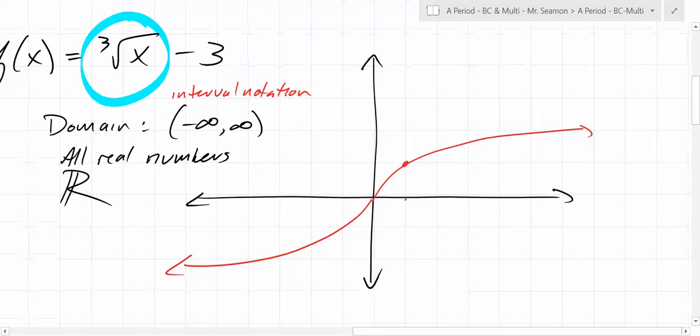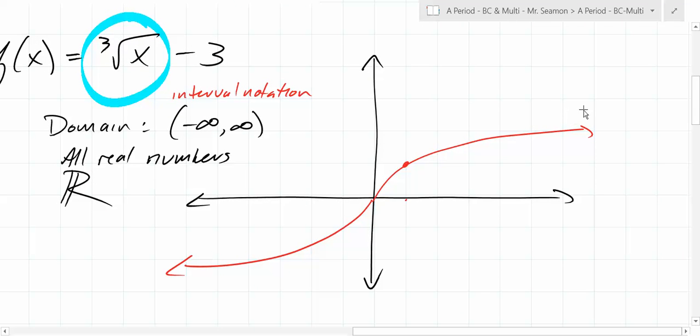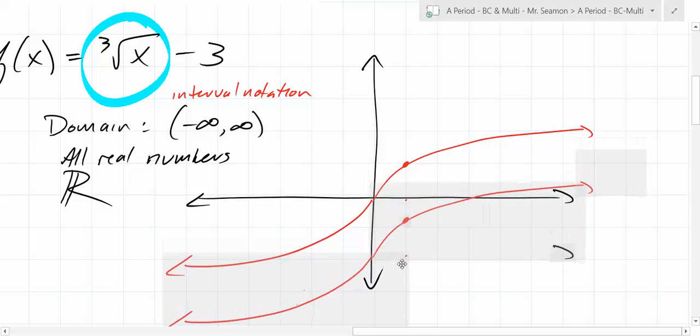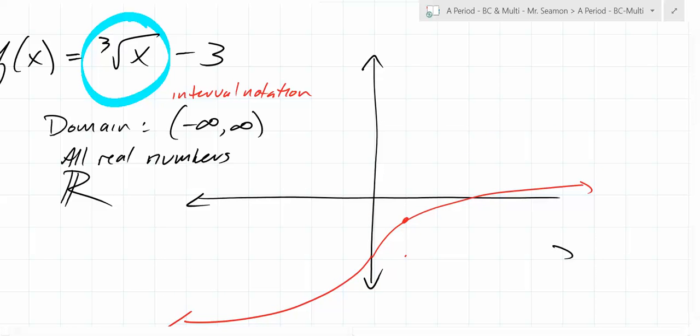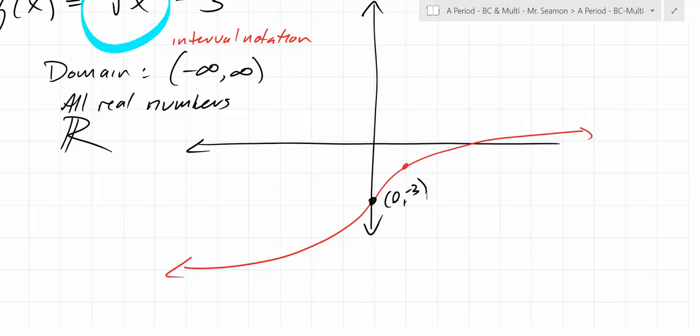So looking at this function right here, let's take this here. What does the -3 do to the function? It just moves everything down 3, right? So this is going to be 0, -3 right there. Does that change anything about the domain? It still extends infinitely left and right. It doesn't skip over anything. So the domain still says -infinity to infinity.